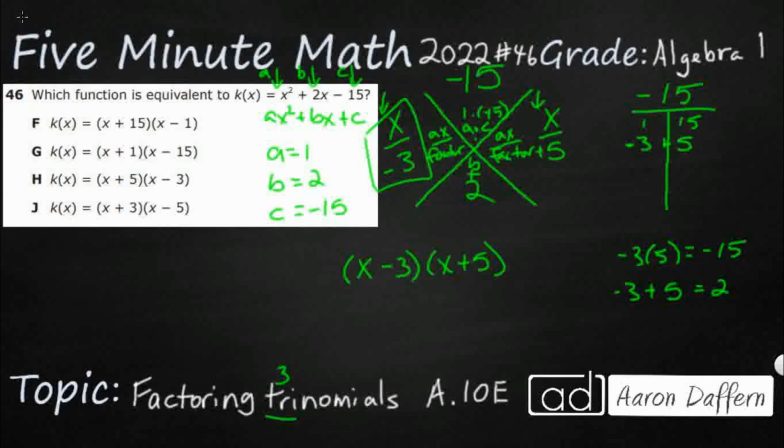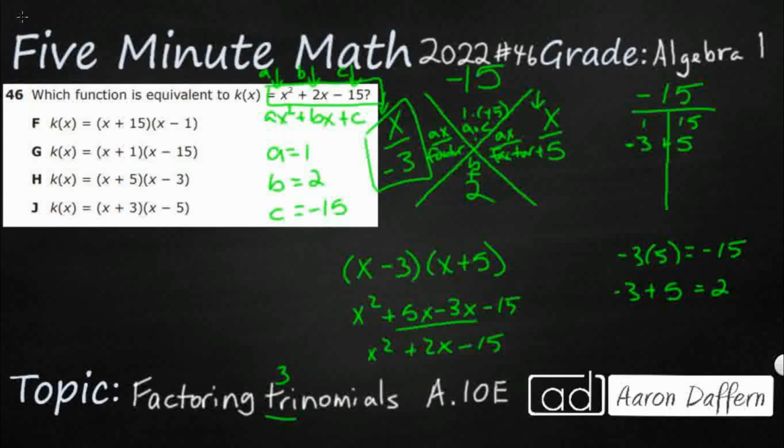Now, we can FOIL this out just to make sure. So that's x squared. That's going to be plus 5x. That's going to be minus 3x, and that's going to be minus 15. Simplify the common terms. It's going to be x squared plus 2x minus 15, which obviously gets us back to where we started, which is always good to double check.